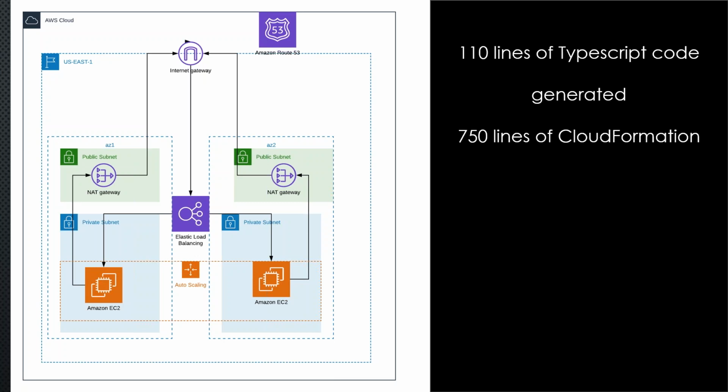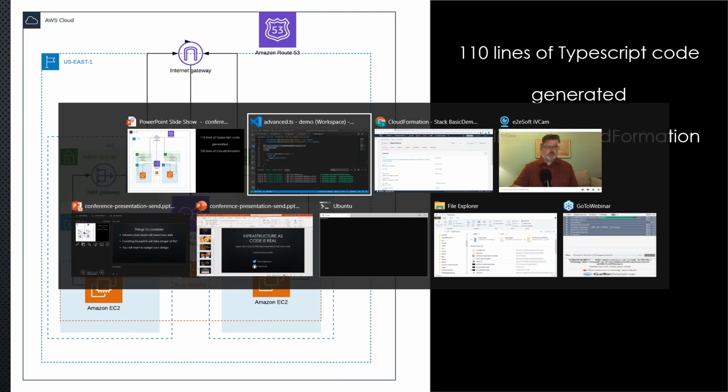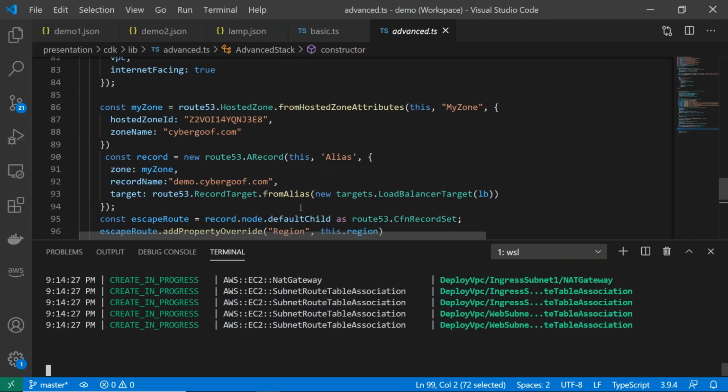I wrote 110 lines of TypeScript that's being deployed right now. CDK generated 750 lines in CloudFormation. And if I were to write the CloudFormation to do this in both locations, I would probably use the same template, but I would have to have a whole lot of weird stuff with parameters in order to deploy it in the 2 locations. I can do it all with just 110 lines of code, which is this code, and it's actually not a lot of lines, to be honest with you.